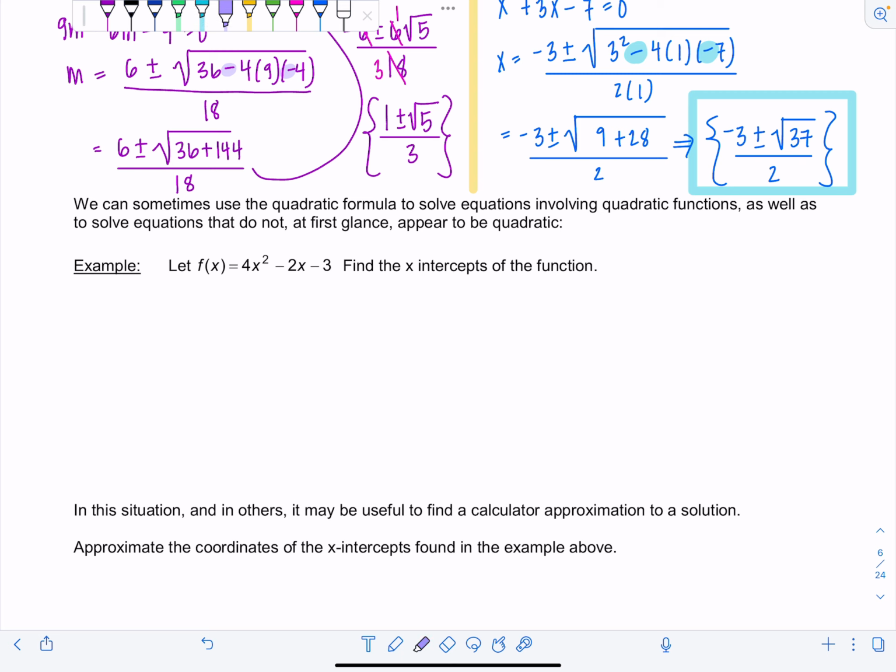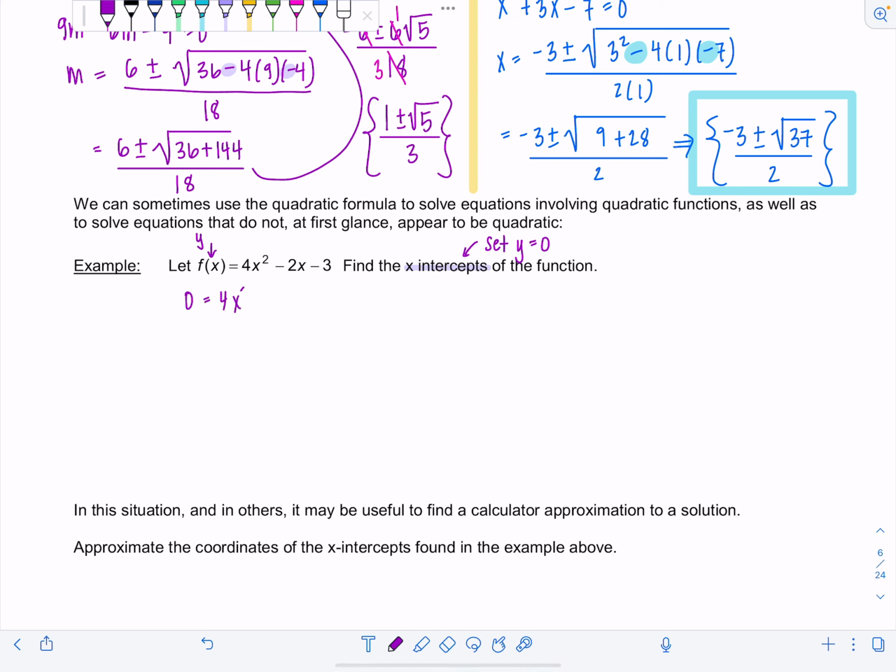So let's remember x-intercepts, those are the points where the graph hits or crosses the x-axis. And when the graph crosses the x-axis, that means the y value there is equal to 0. So I'm going to set y equal to 0 to find my x-intercepts. And in this case, remember f of x and y are essentially the same thing. More info in f of x, but basically I'm going to replace f of x with 0 now.